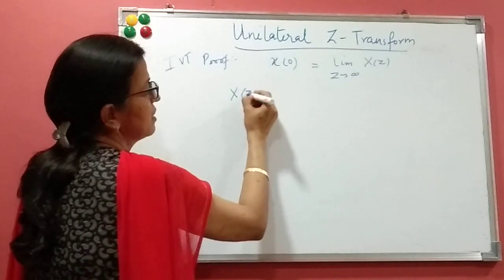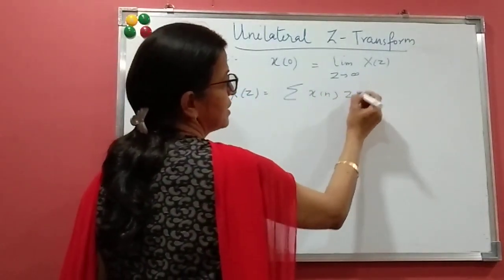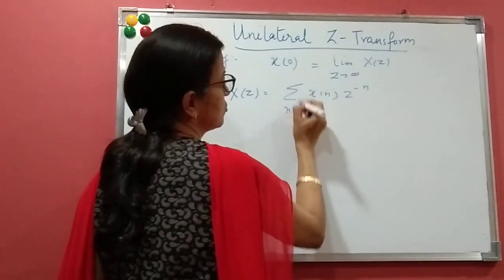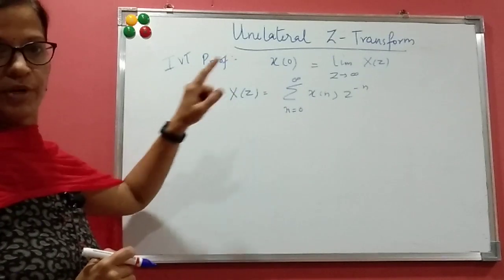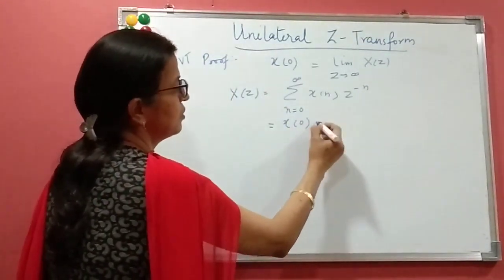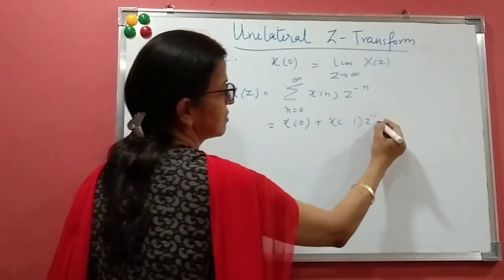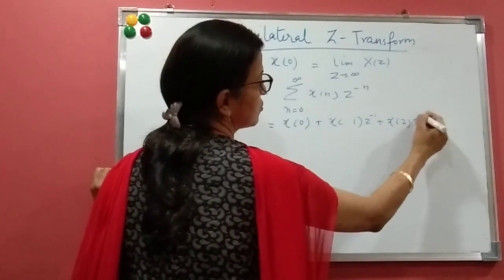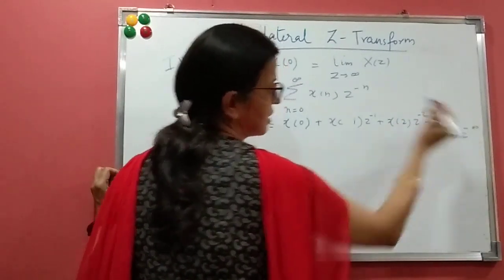What is x of z? X of z is summation x of n z raised to minus n, n equals 0 to infinity. This is the unilateral Z transform, so the limit is 0 to infinity. Now let us expand this: x of 0 plus x of 1 z raised to minus 1 plus x of 2 z raised to minus 2, and the last one is x of infinity z raised to minus infinity.